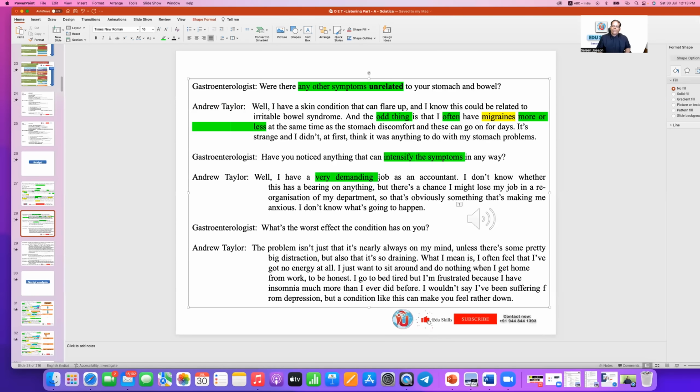And another synonym used here is job work. Job work. Another synonym there could be employment. Could be employment. Yes, we can find exactly. It means you can see in the gap, before the gap you have an. So definitely the answer should start with a vowel sound.